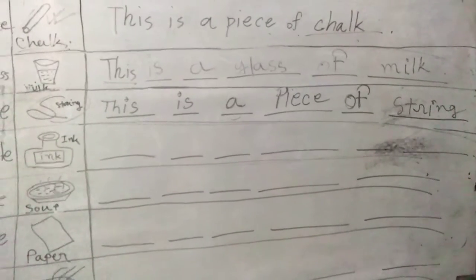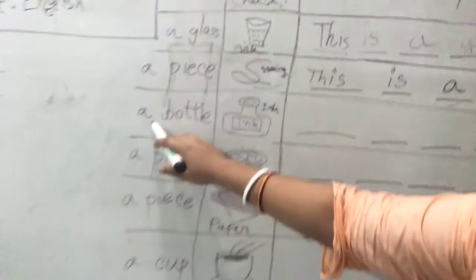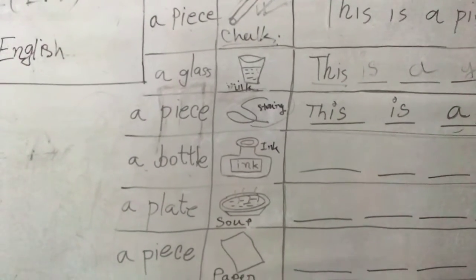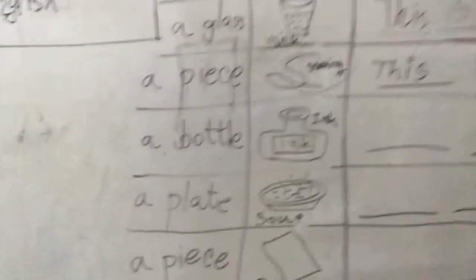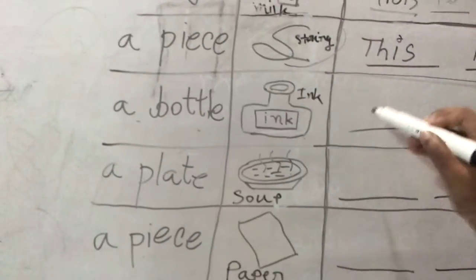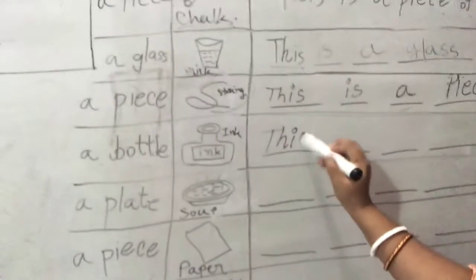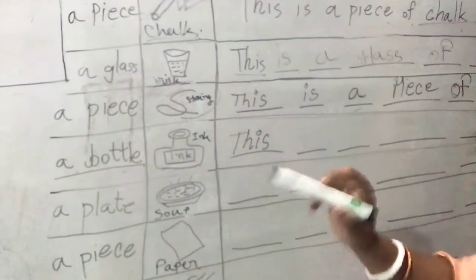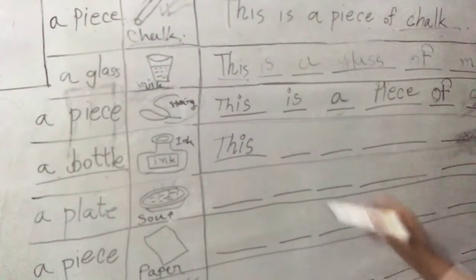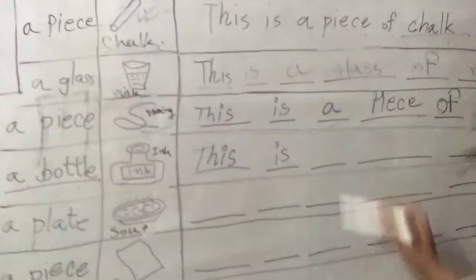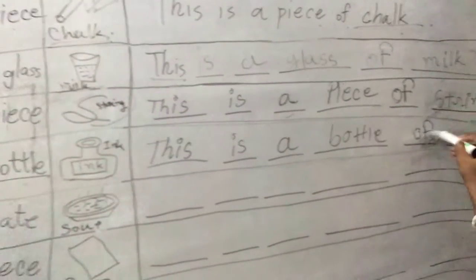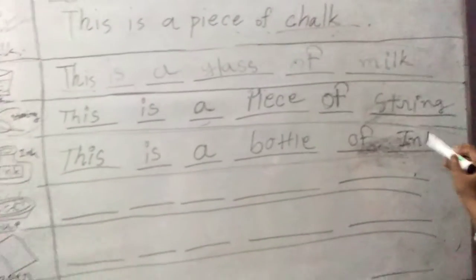Now coming to number 4. See, here it's a bottle. It's a bottle, and the picture says that it's a bottle of ink, isn't it? See, the ink is already mentioned here. So now see, the first subject will be this. Now as it's a bottle, a bottle means it's a singular noun. So for a singular noun, I will use is. This is a, then a bottle. Okay, a bottle of what? Ink. A bottle of ink. Very good. So this is a bottle of ink.